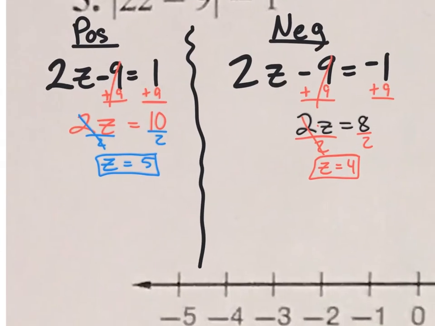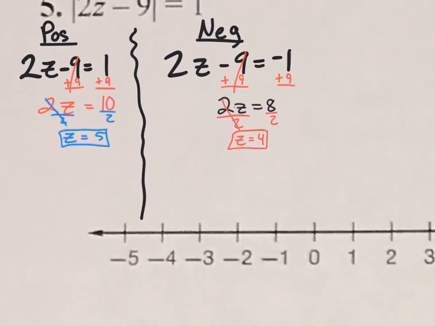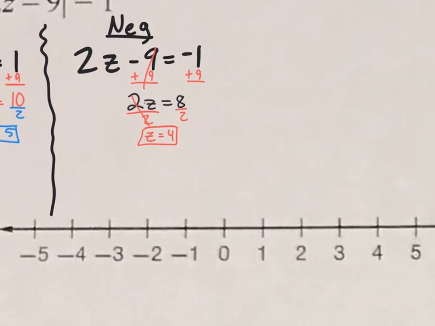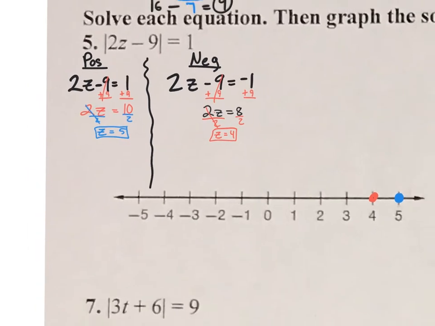Now, like I said before, on the worksheets, they have this number line that they want you to plot your answers on. I'm not going to ask you to plot your answers on the test, but we might as well do it on this one. They have the answers 5 and 4. So there are my answers, and I put them with the appropriate color right there. Z was 5, put that in blue. Z is 4, put that in red.